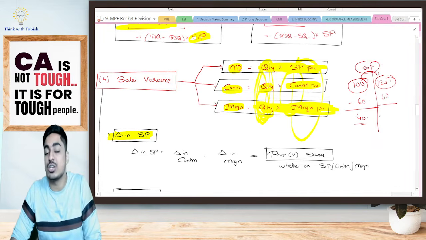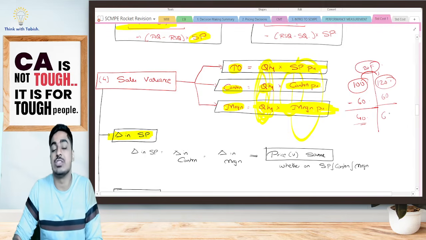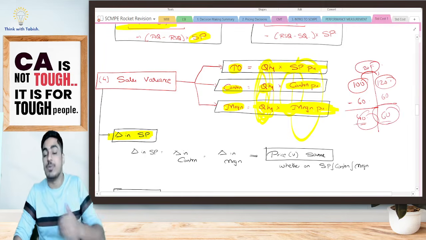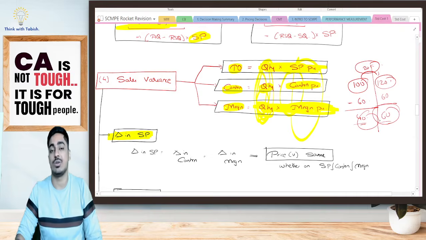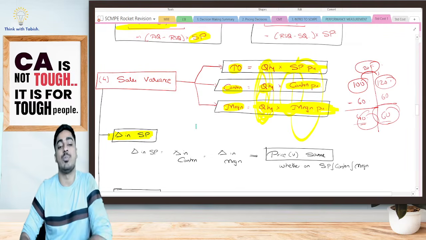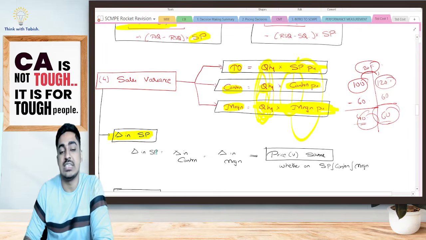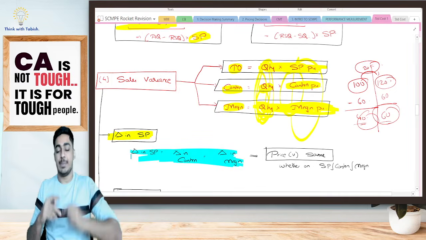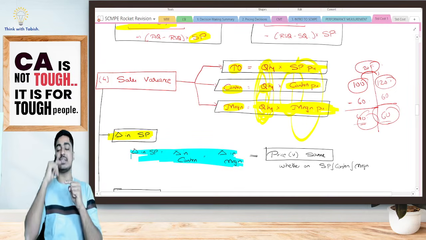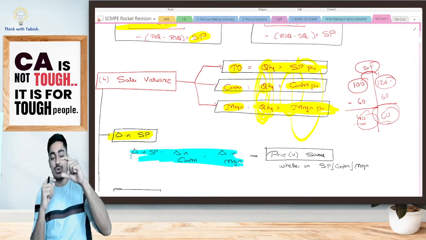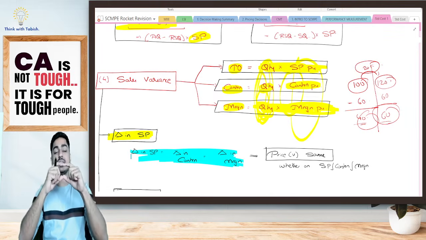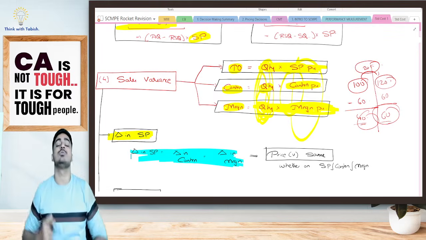60 rupees will be my cost because I am selling 1 unit only. So how much will my profit be? My profit will also increase by 20 rupees, yes or no? My contribution will also increase by 20 rupees. Now look at this very important observation, students. Change in my selling price is equal to change in my contribution is equal to change in my margin. By the same amount that my selling price has increased, my contribution will increase, and my margin will also increase.